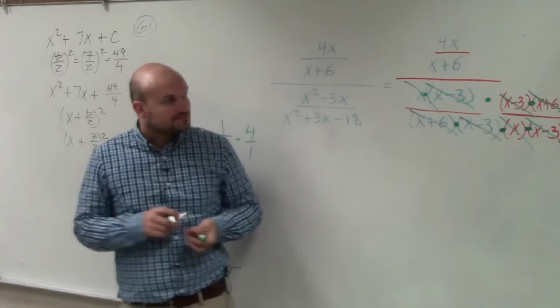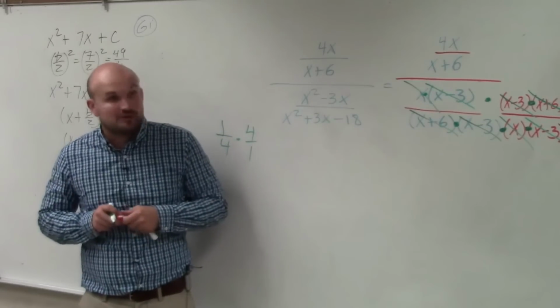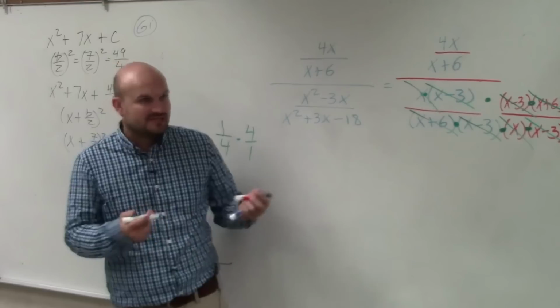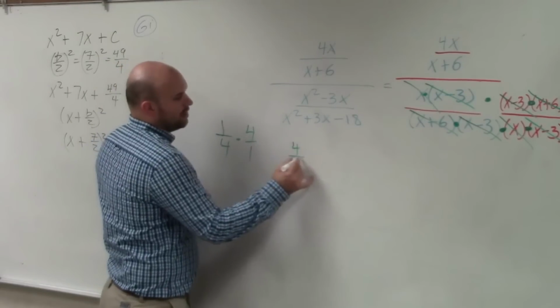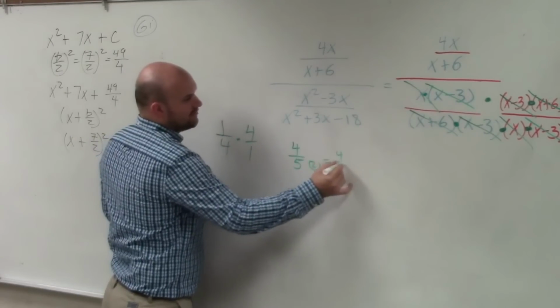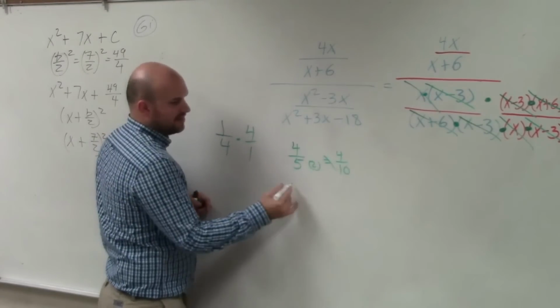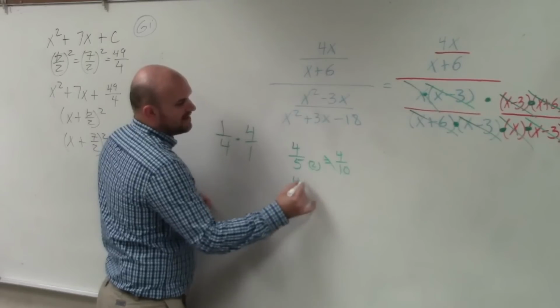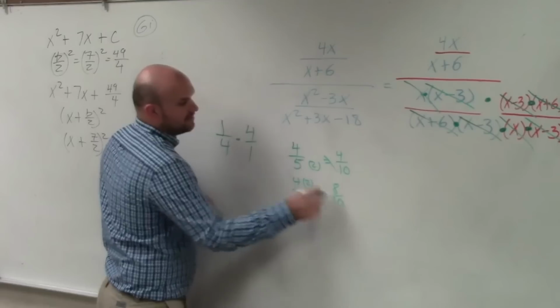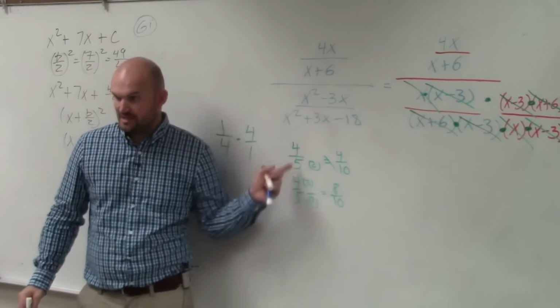However, whatever you do in the denominator, ladies and gentlemen, you have to do in the numerator to produce equivalent fractions. You just can't take 4 over 5 and just multiply the bottom by 2. That's 4 over 10. That's not the same. But if you did 4 over 5 and multiplied by 2 over 2, then you'd have 8 over 10, which is the same thing as 4/5. Do you guys see that?